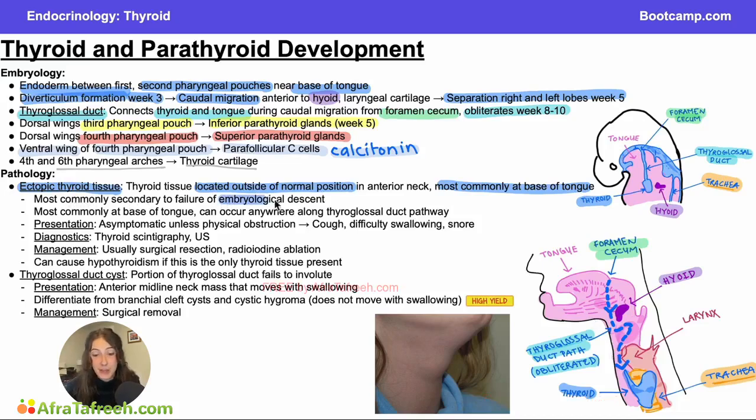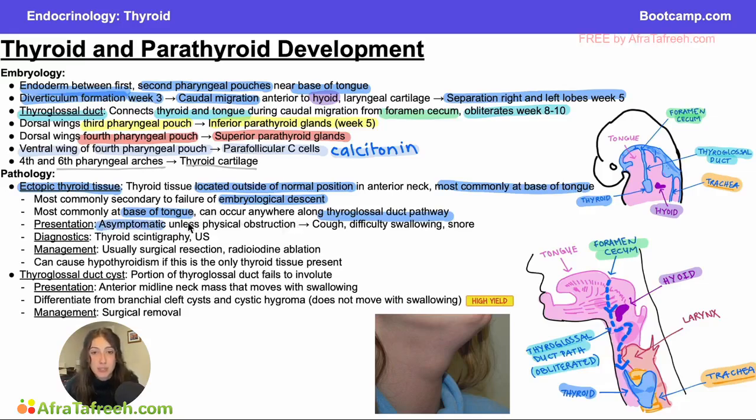So again, this is a failure of embryological descent. We didn't descend all the way along our thyroglossal duct. We most commonly see our thyroid tissue at the base of tongue, but it can occur anywhere along this thyroglossal duct pathway. And then usually ectopic thyroid tissue is pretty asymptomatic.